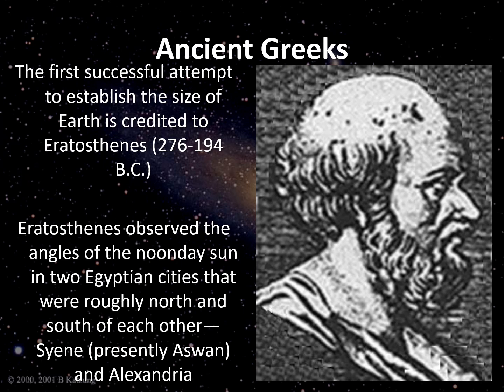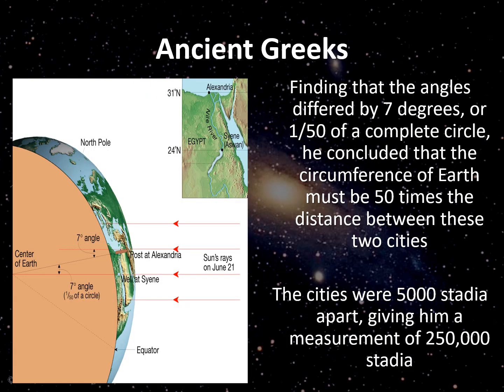So the first successful attempt to establish the size of the Earth is credited to a Greek mathematician known as Eratosthenes, and he observed the angles of the noonday sun in two Egyptian cities that were roughly north and south of each other, which were Syene and Alexandria, and he used that to calculate basically how much distance was between them, and then extrapolated that to account for the entire circumference of the Earth. And his answer was actually 95% accurate of what we know of the Earth's size today.